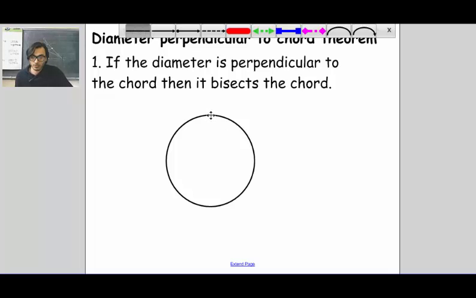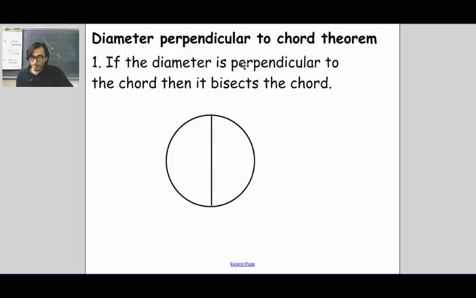So say you have a diameter that is perpendicular to the chord. So I have to draw this other chord in such a way that it's perpendicular to this diameter. So you can see there, right? These are perpendicular. So if you have a diameter that's perpendicular to this chord, what it does is the diameter bisects the chord.